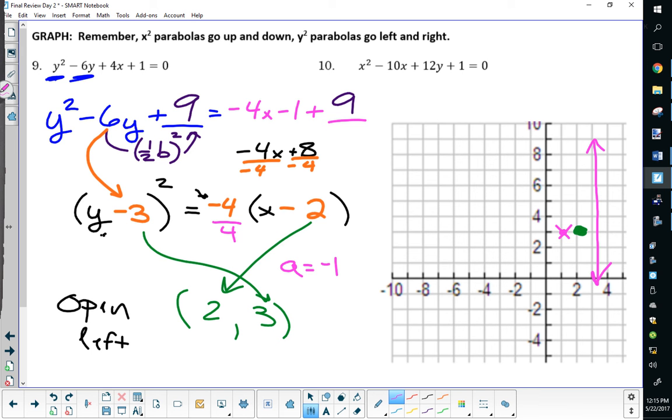And we know here, since there's a 4 in front of my parentheses, that's the width of my parabola. So from my focus, I'm going up 2 and down 2 to get me a total width of 4, giving me that parabola shape right there. The number in front of the parentheses is 4, so that'll tell me the width of my parabola. I went up 2 and down 2 to get me a total of 4. It's always the number in front of parentheses.